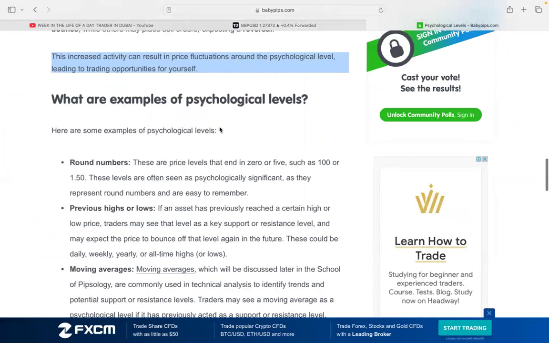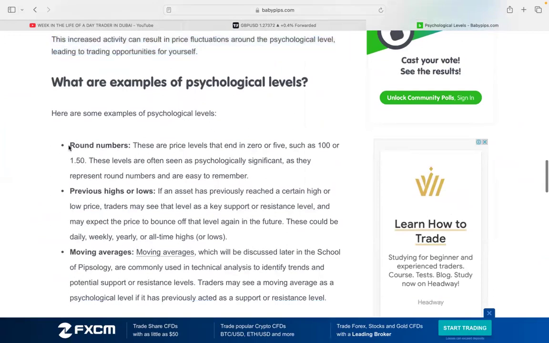So now, what are examples of psychological levels? Here are some examples: rounded numbers like this. These are price levels that end in 0 and 5. That's why there is a 50 pip difference from each other. 50 pips, rounded numbers. So it has to be rounded for it to be a psychological level.